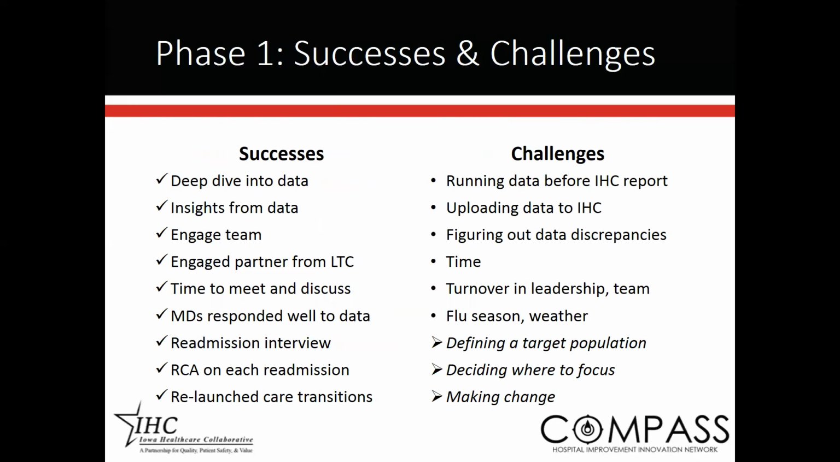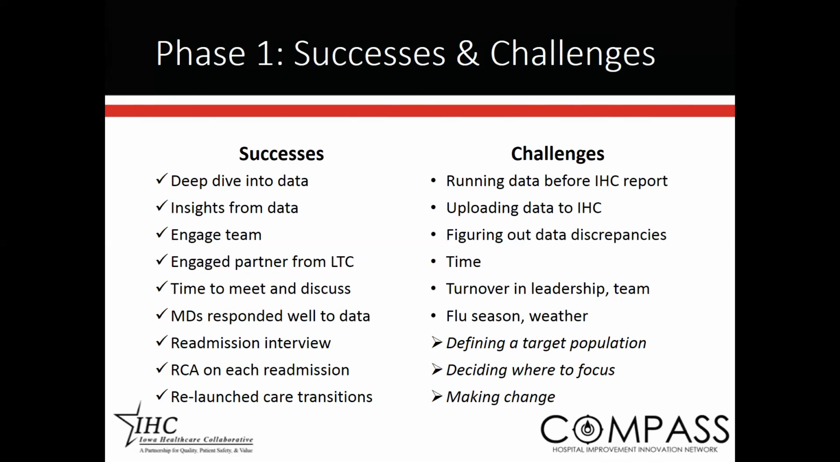You reported back to us some successes and challenges from phase 1, and these are absolutely representative of the work that we do in readmissions. Some of the successes: we were really pleased to see that you took a deep dive into the data and got some insight from your data. We heard that some of your docs really responded to data. They wanted more, which is a blessing.